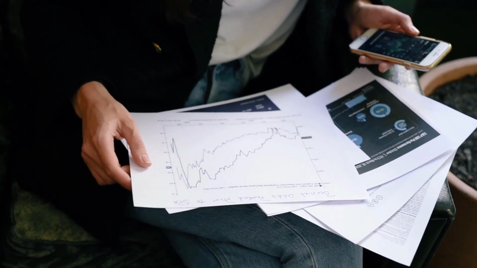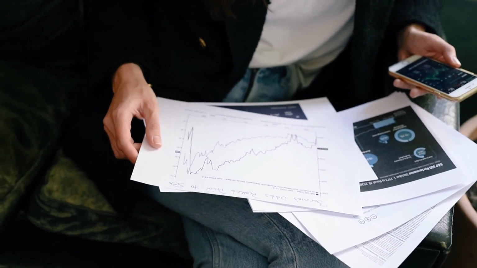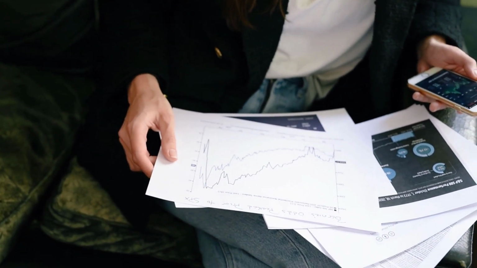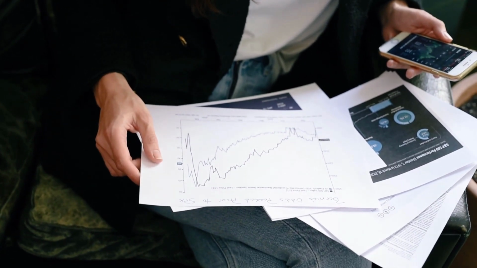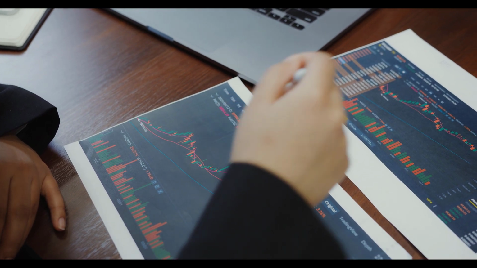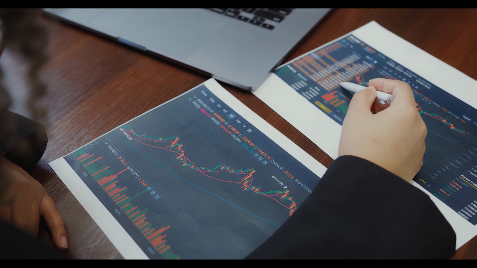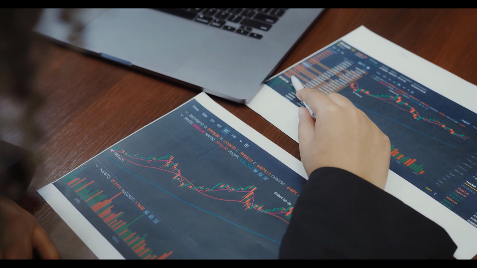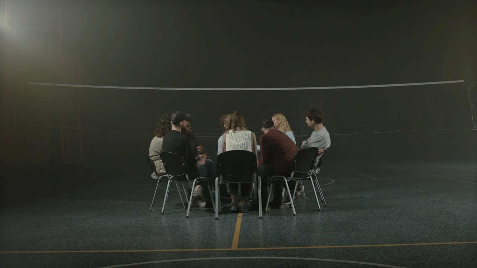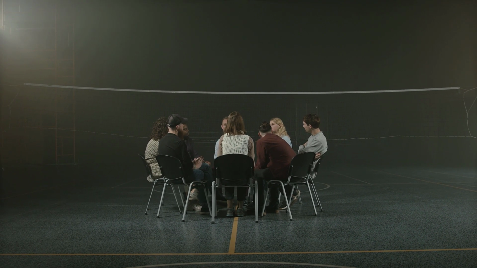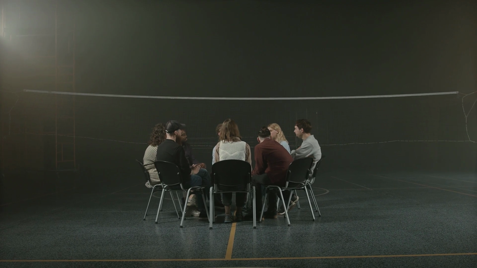At its core, technical analysis is the study of historical price and volume data to forecast future price movements. By analyzing charts, patterns, and various indicators, we can identify trends, support and resistance levels, and even potential turning points in the market. It allows us to gauge the psychology of market participants and make informed decisions based on probabilities.